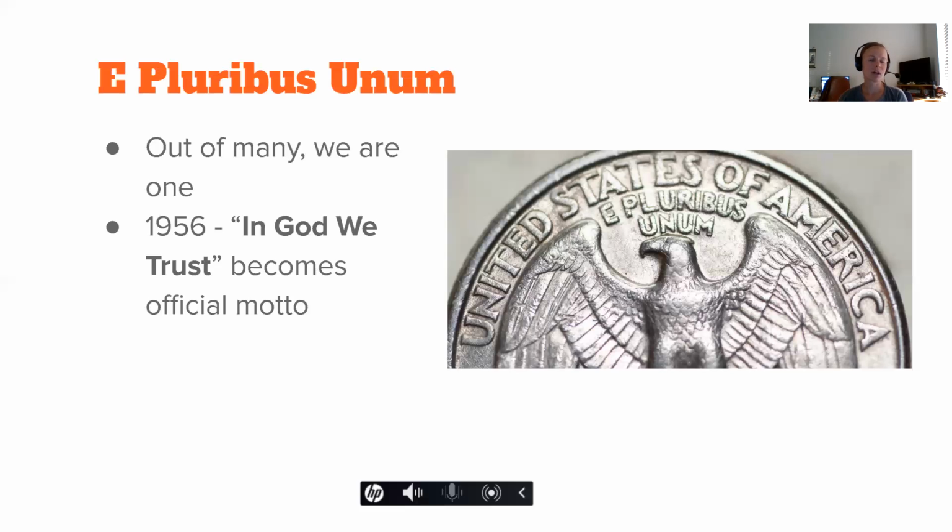And so this motto is kind of contradictory to that, but you have to understand the historical context. It was created during this heightened time of the Cold War when everybody was scared that a nuclear weapon was going to fall on their heads. And we wanted to emphasize how we were different from our enemies, those communists who did not believe in God at all. So more on that in a minute when we talk about the Bill of Rights.